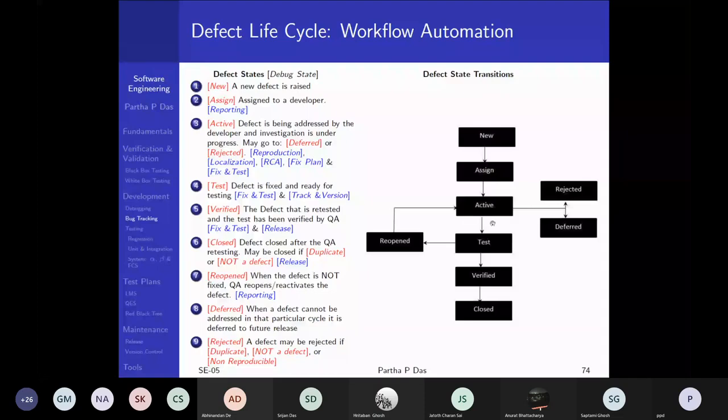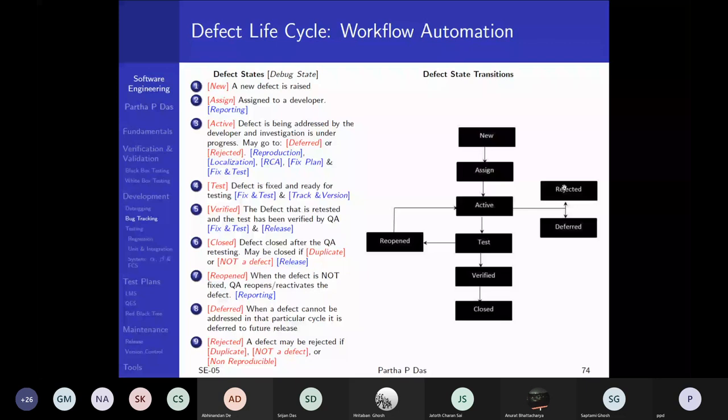Alternately, on reproduction or localization or RCA in the active state, the developer may find that there are several reasons that this bug could be rejected. For example, it could be a duplicate bug, something that already exists in the system. Or it may not be a bug, it is actually a feature of the system. Or after all attempts, it could not be reproduced. Since it could not be reproduced, it cannot be fixed. So in those cases, it will be rejected.